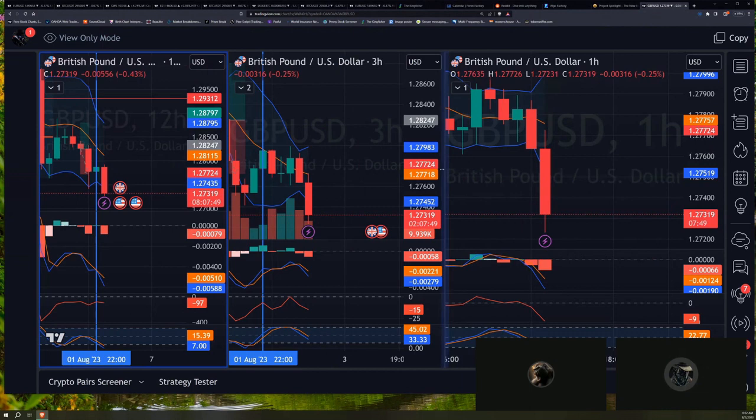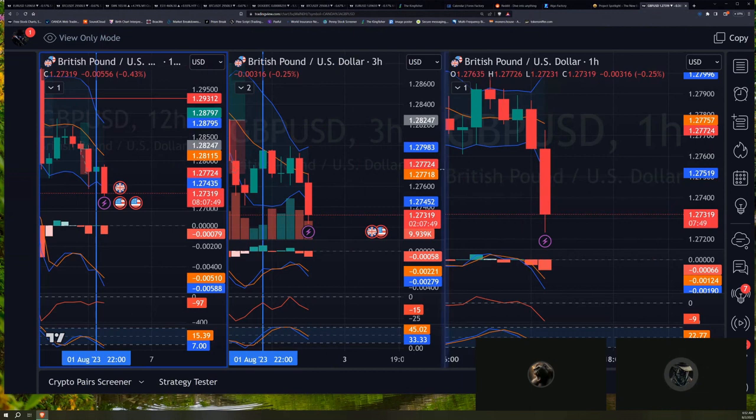Now Trev's screen is white. Mine, I have everything dark because it's just easier to see. It's less painful on the eyes. Okay, so what I'm seeing with Trev's algo here is triple screen. You got a 12-hour. Okay, he's got it backwards. He has his 1 hour on the far right. That's probably his entry time frame.